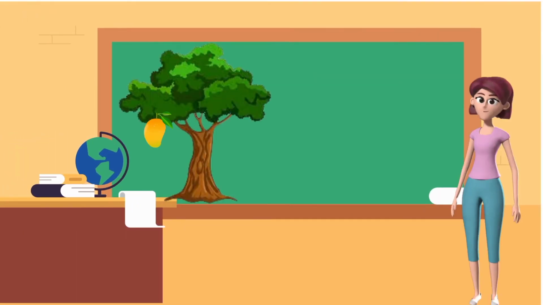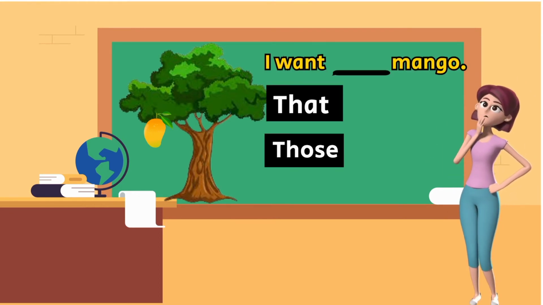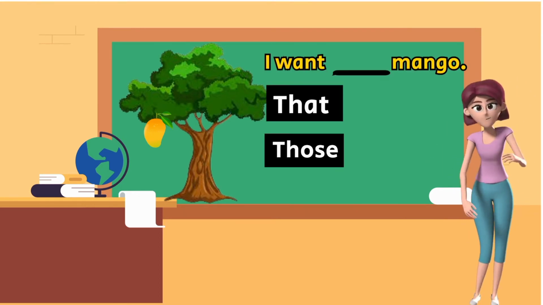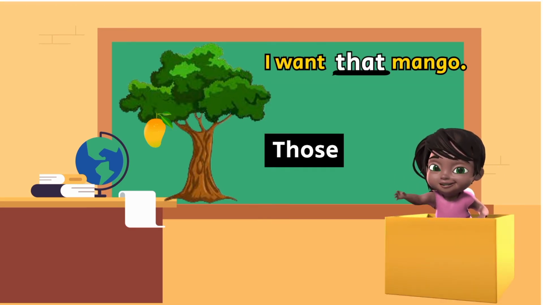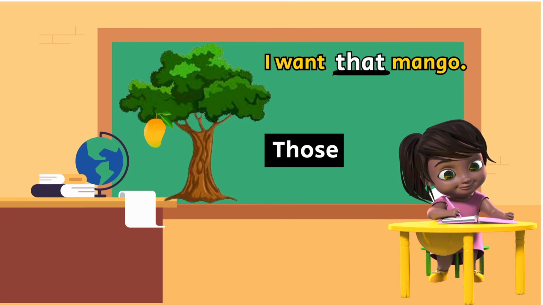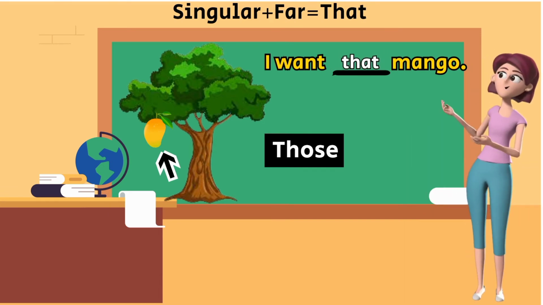Now this is quiz time. मुझे वो मैंगो चाहिए. I want dash mango. Yeah, very good. I want that mango. Why? Because mango is a singular noun and mango is far from us. So we will use that.